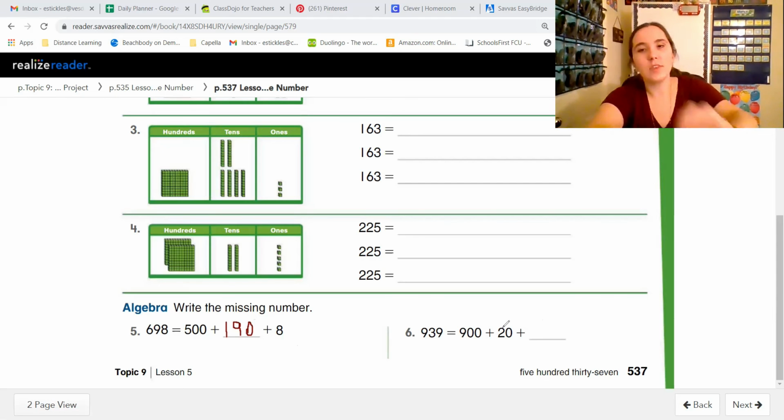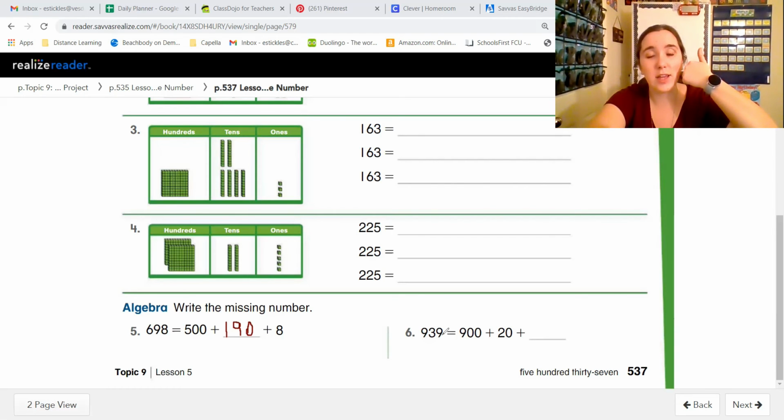Okay, you ready? So it's 939 equals 900 plus 20 plus something. So 900 plus 20 gets us up to 920, which is pretty close to our number. So let's see. If I'm at 920, I can add a 10, and then that would get me to 930. Can I add another 10? No, that'd be 940, and that's too much.